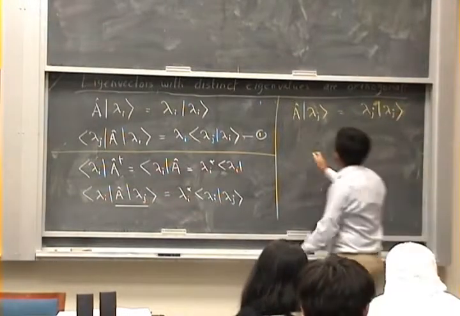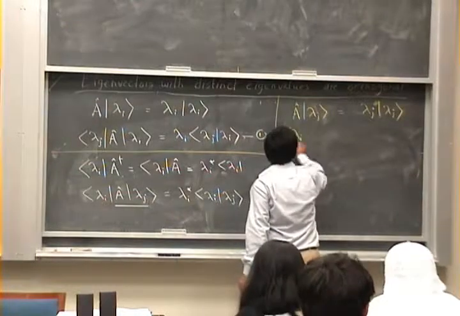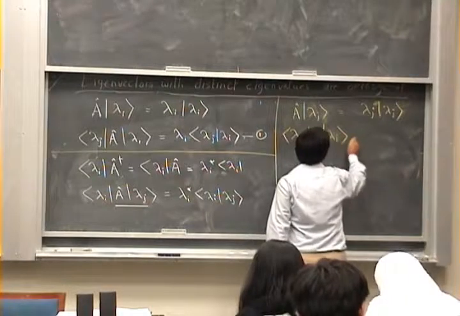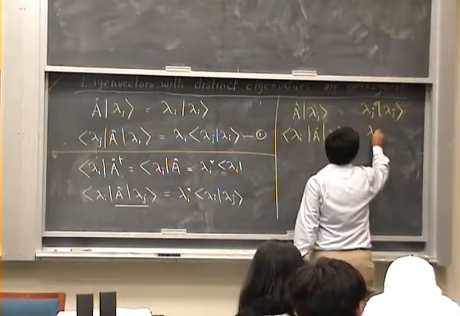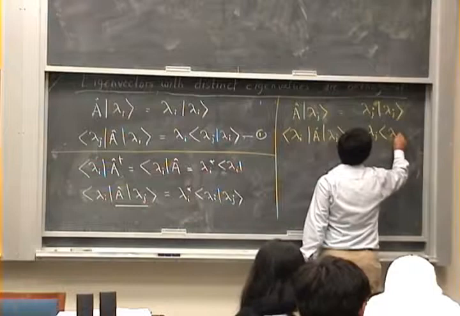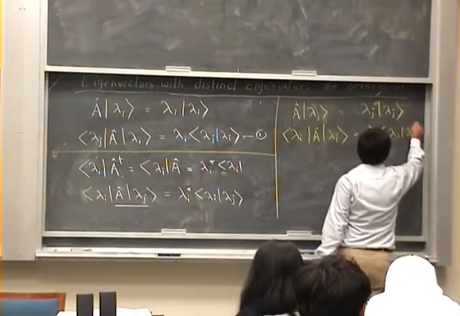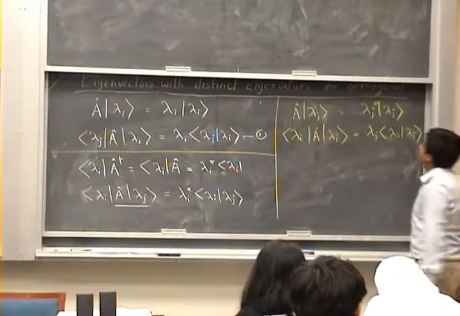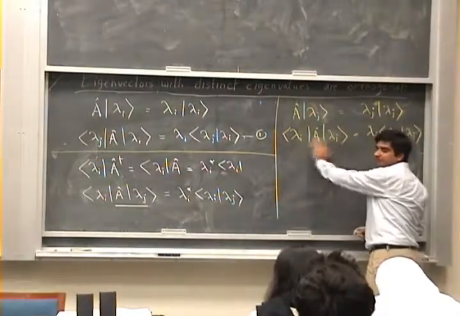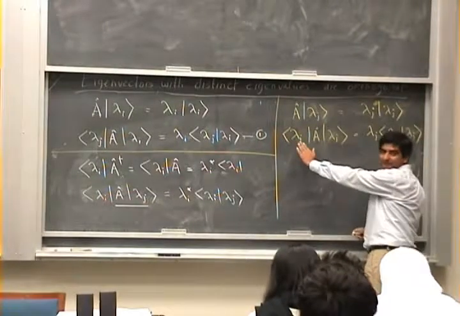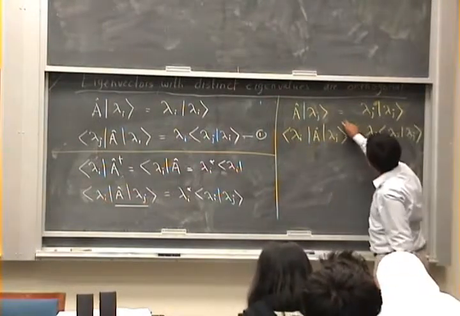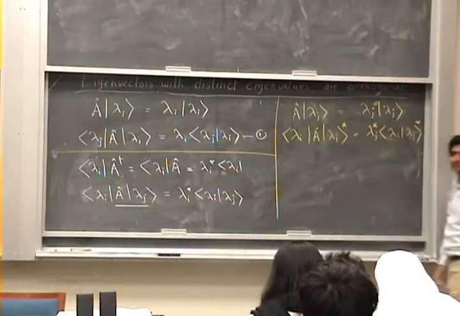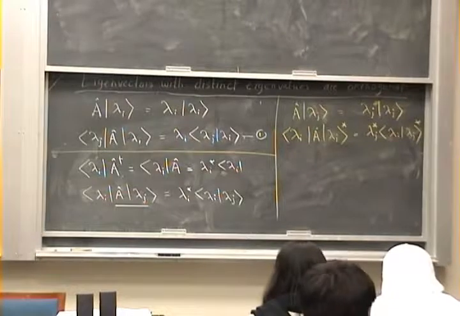Now I take its inner product with lambda I. A, lambda j, this is lambda j, lambda I, lambda j. Now is this a complex number? Yes, it's a complex number. I can take the complex conjugate of both sides. It doesn't harm if I take the complex conjugate of both sides.